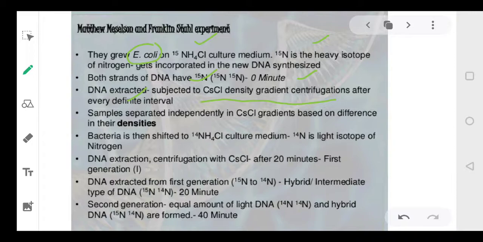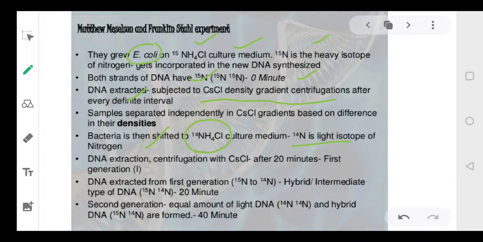Now after this, once the bacteria have been grown in N15, they were shifted to a medium which has N14. Now this N14 is a lighter isotope of nitrogen. So wherever in DNA N14 is present, the DNA will become lighter. Wherever N15 is present, the DNA will become heavier. And wherever both are present, the density of the DNA will be medium.